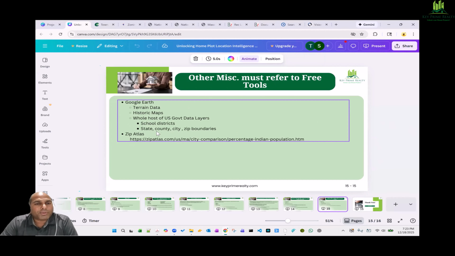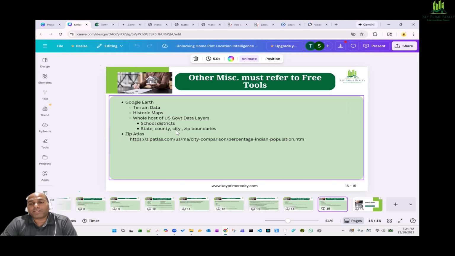These are the must-have free tools. Zip Atlas has a lot of information on demographics. Say you want to put in a business and find out what different types of people live here. You can do a whole lot of analysis on Zip Atlas. It's a quite useful site, so that's why I listed it here.